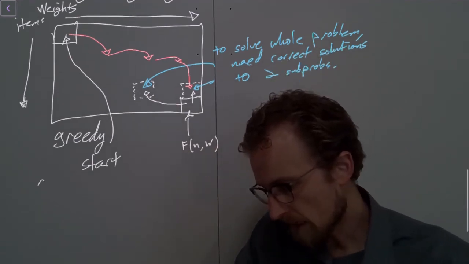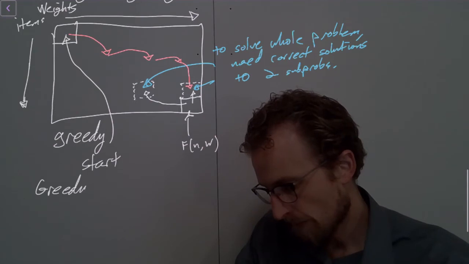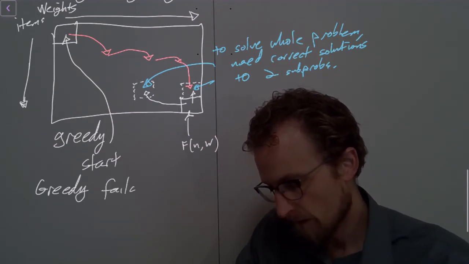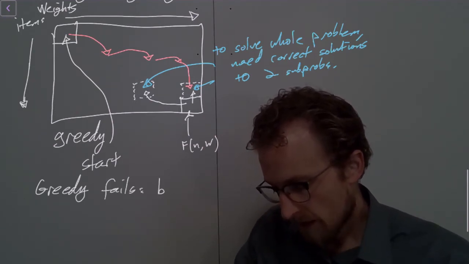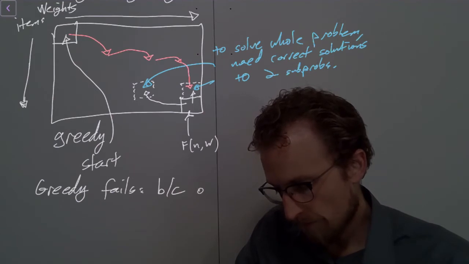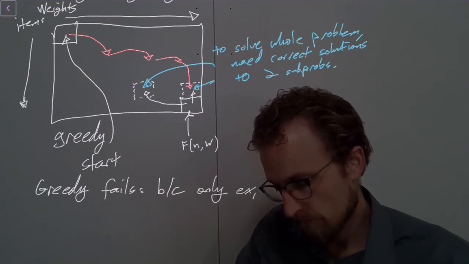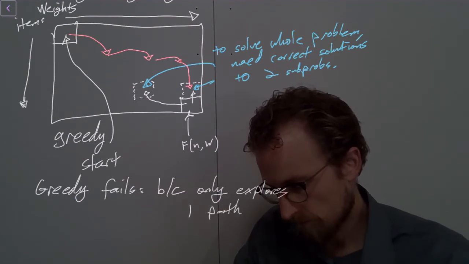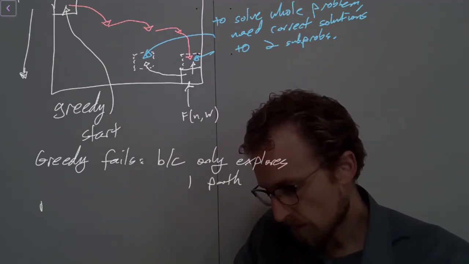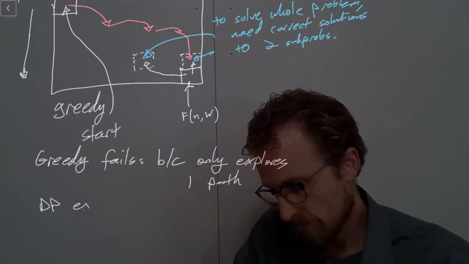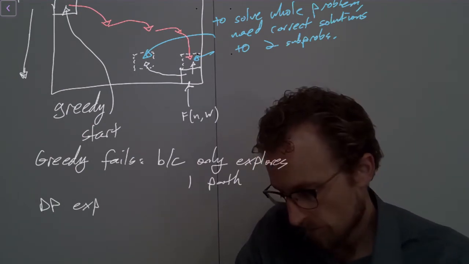So you can basically think of it like this. Greedy fails because it only explores one path. And DP explores all the relevant paths.